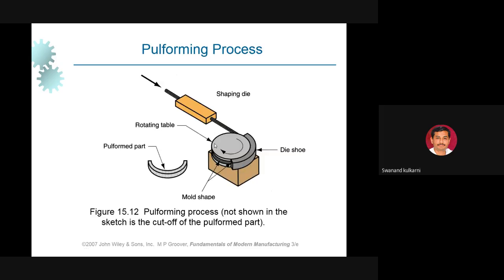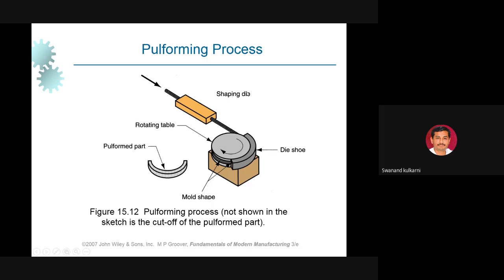Like pultrusion, one more method is the pulp forming method. Here you can see what is happening in pulp forming. This is the particular part you are going to manufacture. We are interested in manufacturing this part. This is the mold shape. This is the die shoe. This is the shaping die.